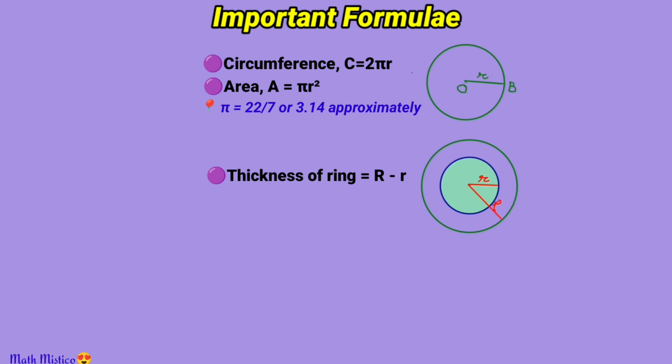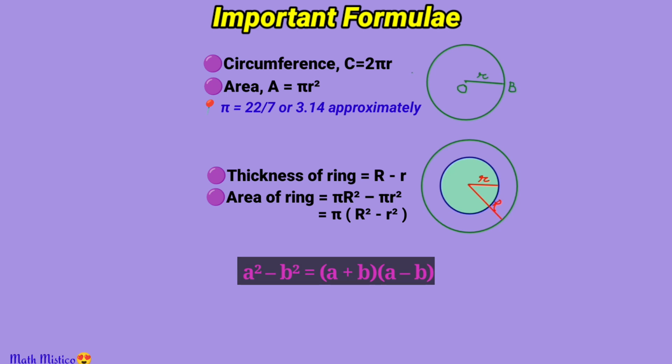Yes, the green portion is the area of the smaller circle. If we remove it from the larger circle, we get the area of the ring. Therefore, the area of the ring would be pi capital R square minus pi small r square. If we take pi common, we are left with R square minus r square. If you want, you can further simplify this calculation by using the algebraic identity a square minus b square equal to a plus b into a minus b. And hence we have this new formula.